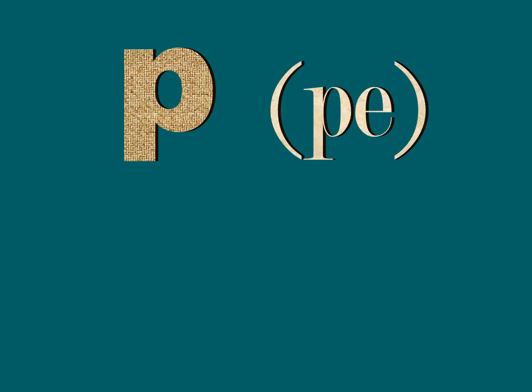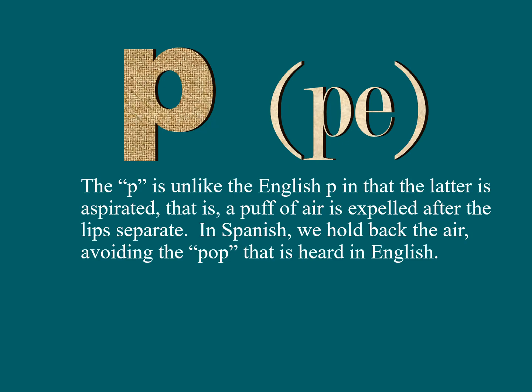And P, pe. The P is unlike the English P in that the latter is aspirated, that is, a puff of air is expelled after the lips are separated. In Spanish, we hold back the air, avoiding the pop that is heard in English. So, for example, Pablo, papa, pata, ropa.